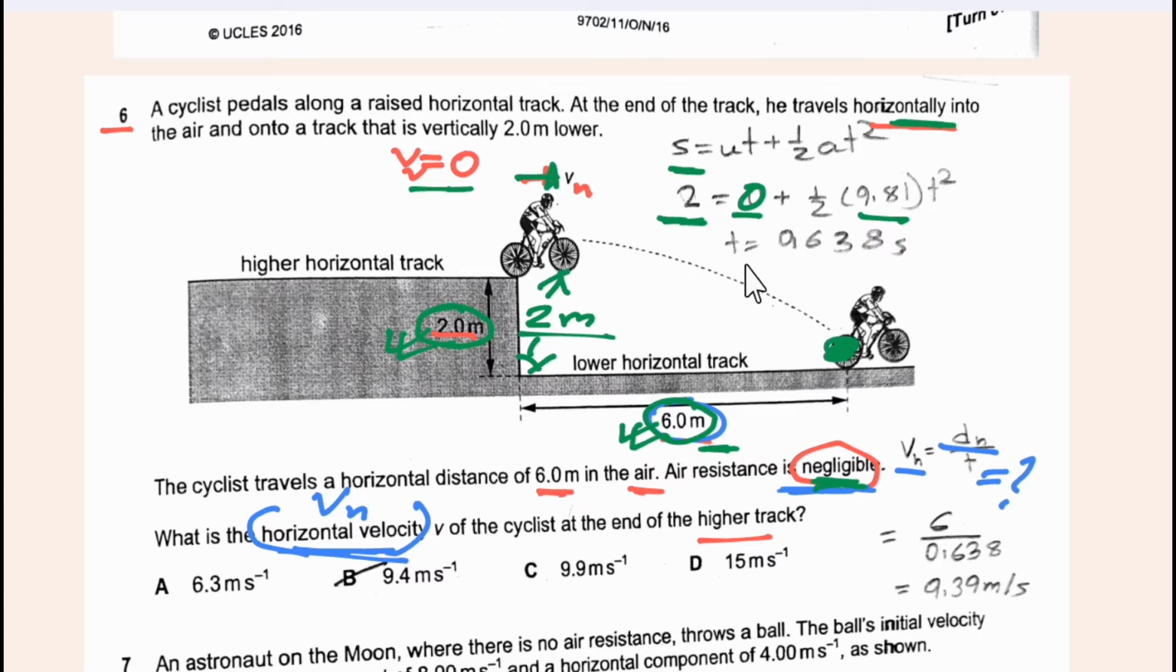After substituting the values, we get the time when the person lands, and it covers a 2 meter distance as well as a 6 meter distance. Since it covers the 6 meter distance in this time, we know the distance and we know the time. So the velocity is distance divided by time, and it comes to be 9.39, that is approximately 9.4 meter per second.